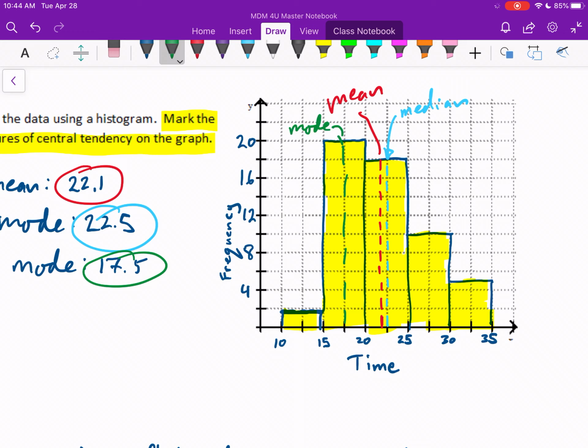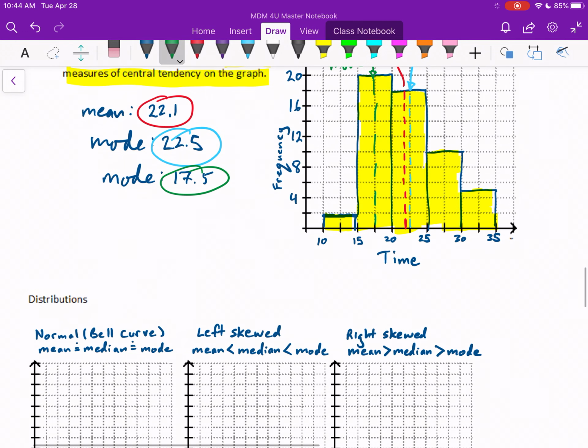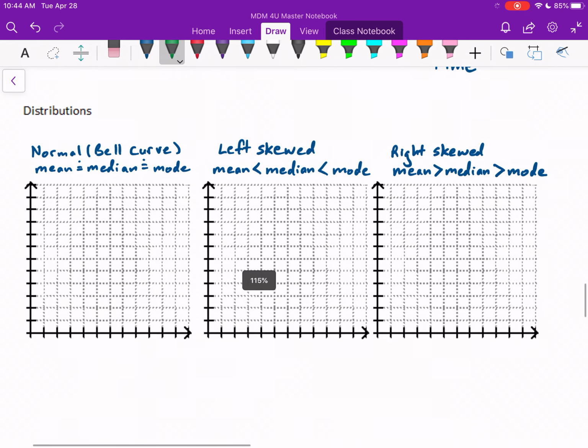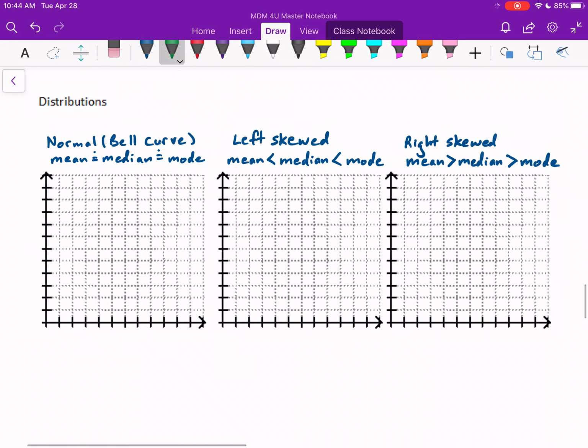So they're not all exactly the same. The mean, median, mode are slightly different from each other. Here are some common distributions. Again, just to save time, I filled in a little bit of stuff first. So we got what's called a normal distribution.